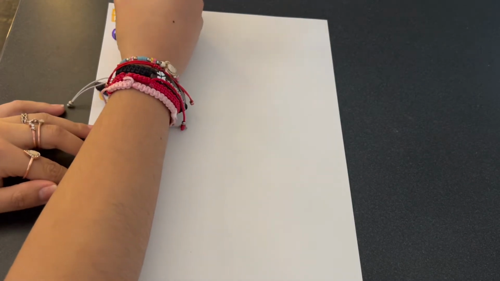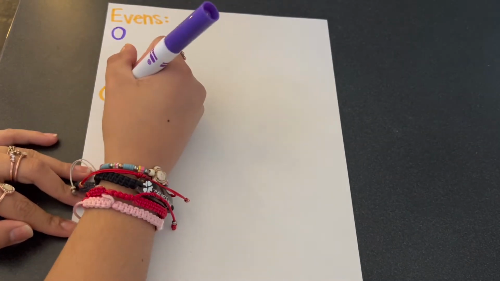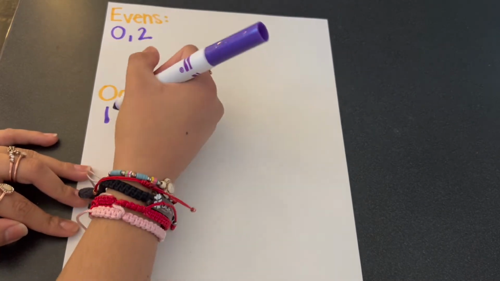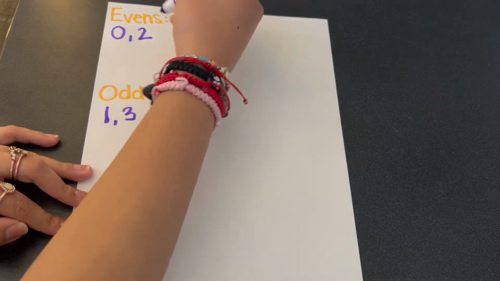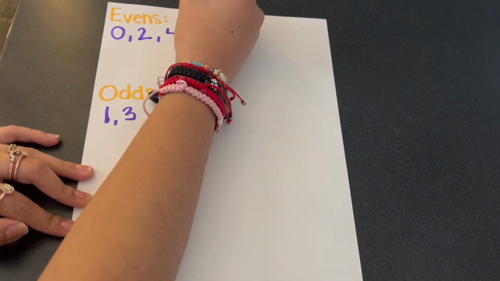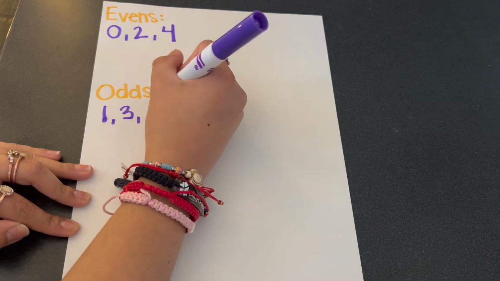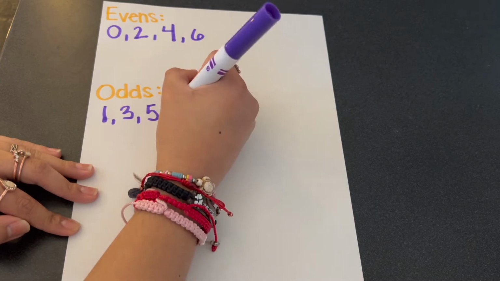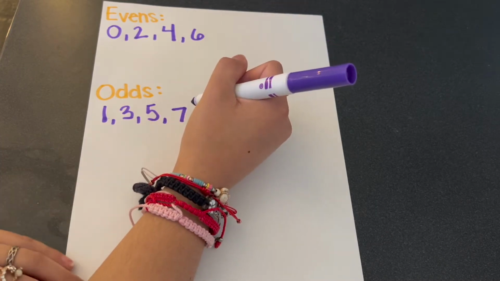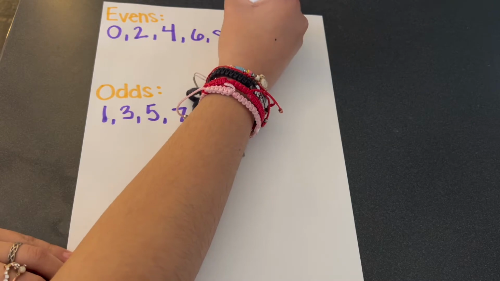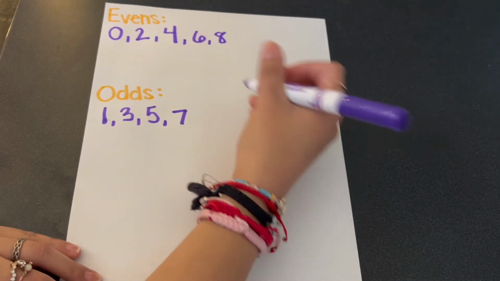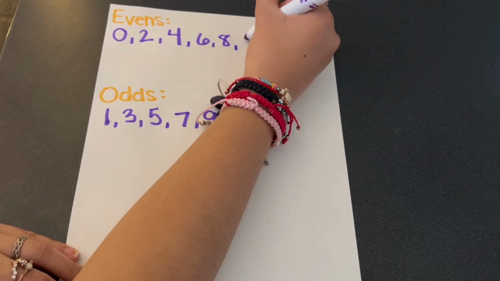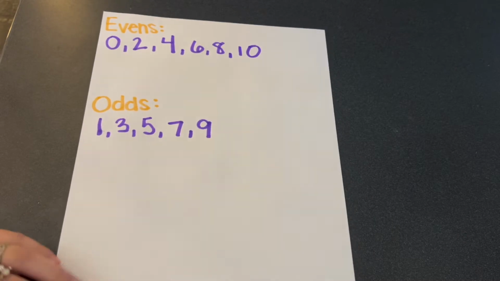0 is an even number. 1 is an odd number. 2 is an even number. 3 is an odd number. 4 is an even number. 5 is an odd number. 6 is an even number. 7 is an odd number. 8 is an even number. 9 is an odd number. And 10 is an even number.